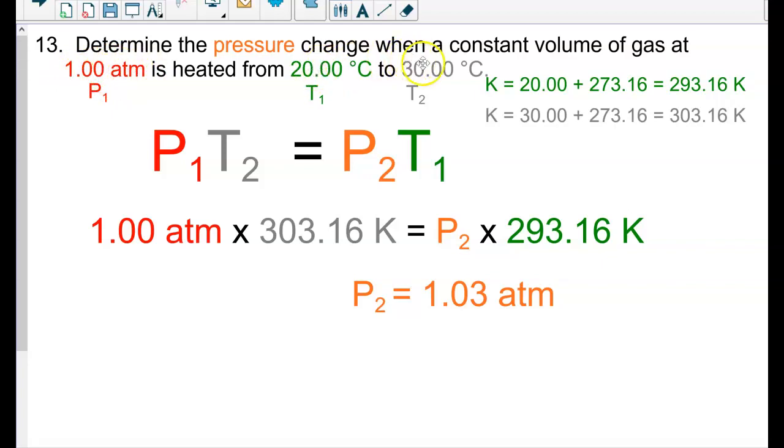and we're looking at a temperature change from 20 degrees Celsius to 30 degrees Celsius. Similar to Charles' law and every law that we do in here, all temperatures must be in Kelvin, so I took the time right here to show you how I converted both of those into Kelvin. Then I'm going to plug things into the appropriate formula.